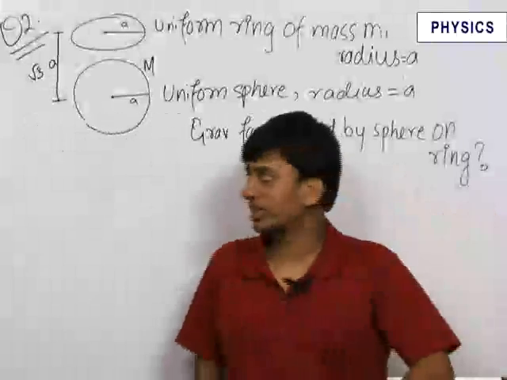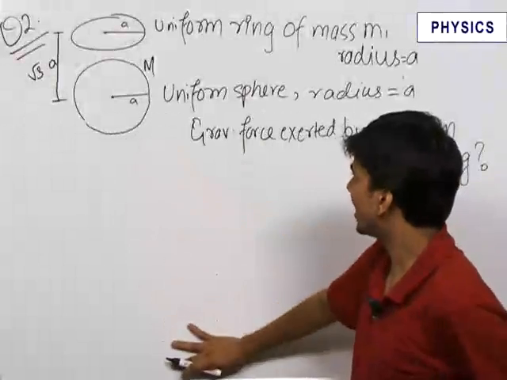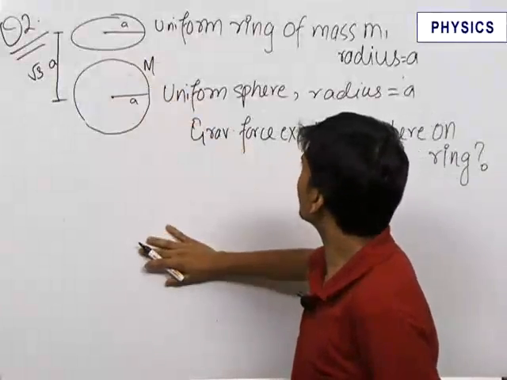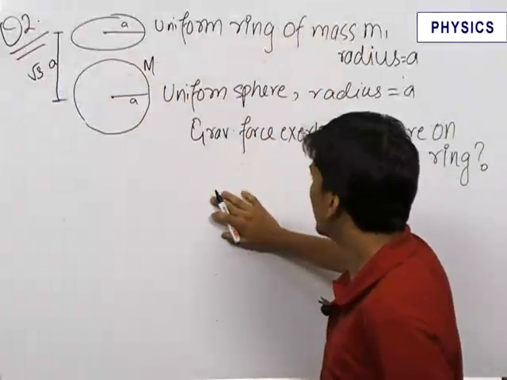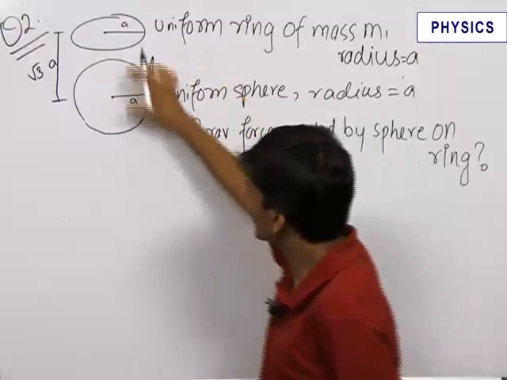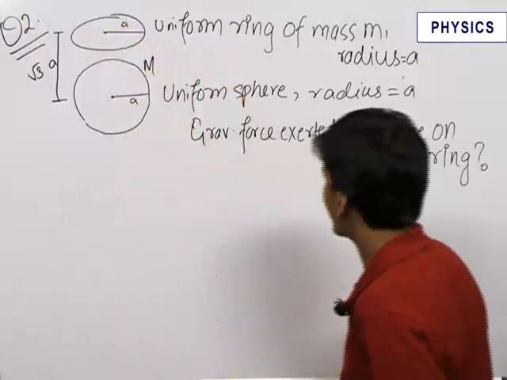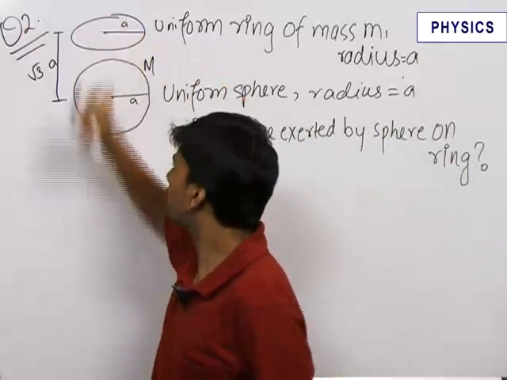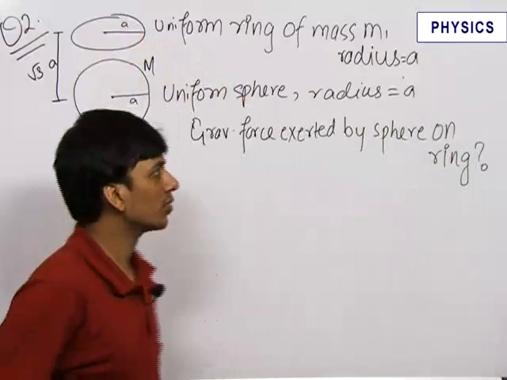So here is our second question. This question states that we have a uniform sphere and directly above this we have a uniform ring of mass small m. The radius of both the objects is a and the distance between the centers is root 3a. We need to find out the gravitational force exerted by the sphere on the ring.